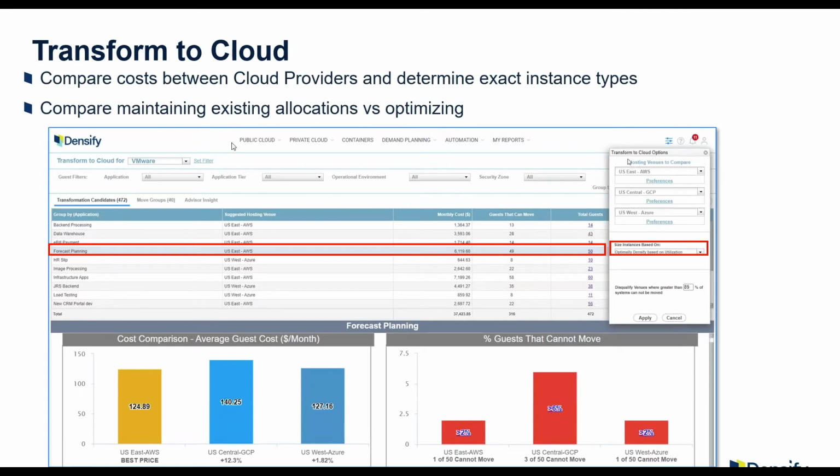Transform to cloud. So this is that element of Carlos's slide saying that as customers move from one environment to another, it's very important to be able to analyze your existing workloads. And we've got this capability, transform to cloud, which allows us to compare costs between cloud providers and determine the exact instance types. So what that means is if you've got workloads in your VMware environment and you're looking to migrate to AWS, we can do that analysis to tell you exactly, based upon the analysis of the workload, what instances and sizes should be stood up in the cloud.